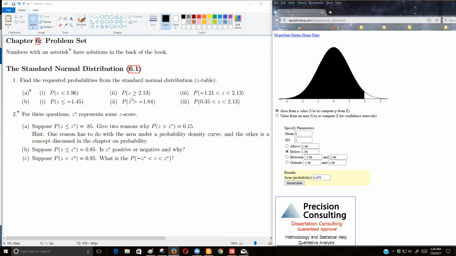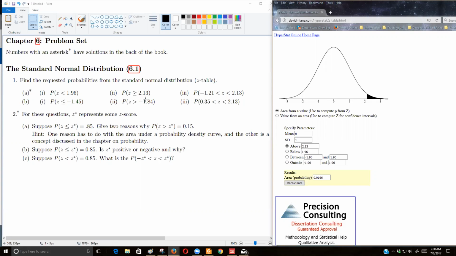Greater than or equal. Now, here's the tricky thing about this. Maybe it'd be good to watch this. I'll record a separate video for this, why there's no difference between less than or greater than. That way, that'll keep this video shorter. If I want to go greater than, I'm just going to go above, and I'm going to type in 2.13. I don't have to change the mean because this is the standard normal curve, and that's the answer, 1.066. And we're going to ignore that equal to sign for a minute, because I'm going to explain why we can ignore it.